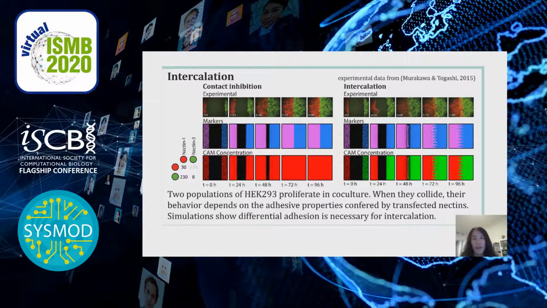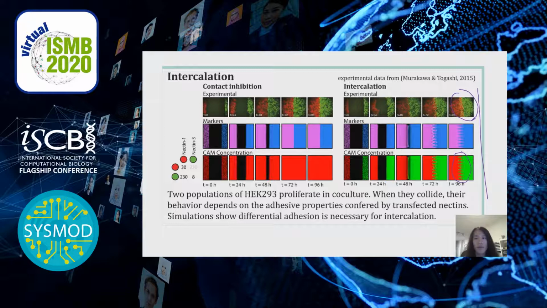Next, intercalation dynamics. We see here on the right half that we have two different populations of cells, red and green. The red population is transfected with nectin-1, and the green population is transfected with nectin-3. As these cells proliferate, in both the experimental case and in our simulation, when they meet in the middle, we get this intercalating, the knitting of the cells together.